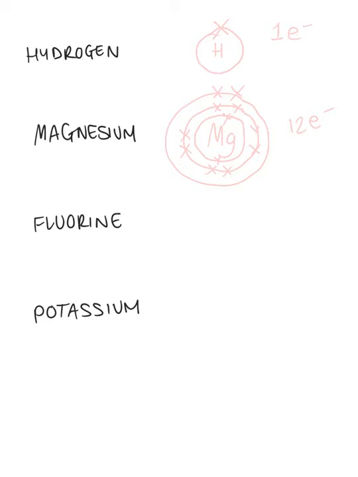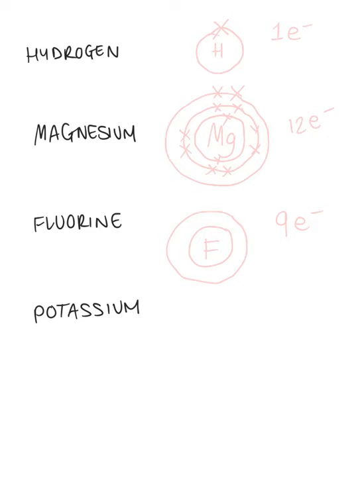2 in the first, 8 in the second, 2 in the outer. Okay, I'm now going to do fluorine. Fluorine has the symbol of F. It is in the second row, or second period, of the periodic table, so it has 2 shells. Its proton number is 9, so it therefore has 9 electrons, and we fill the shells.